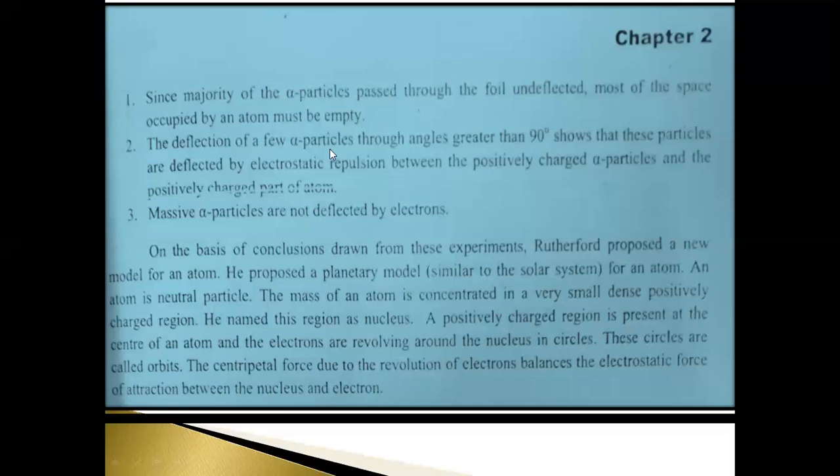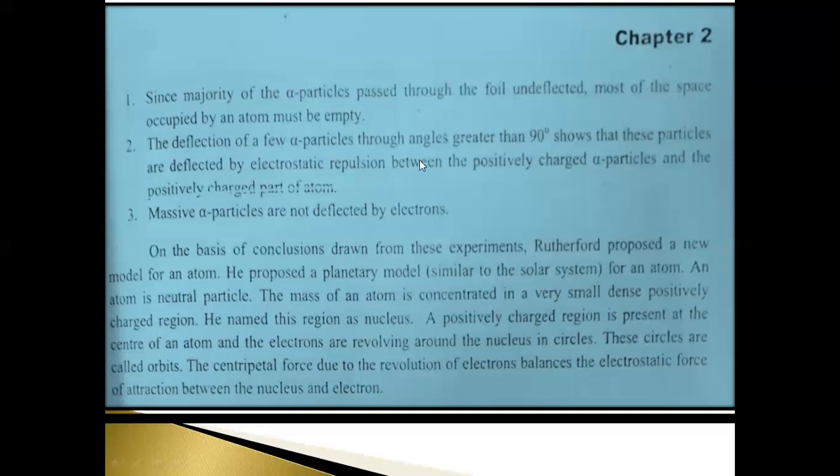The deflection of few alpha particles to an angle greater than 90 degrees shows that these particles are deflected by electrostatic repulsion. Electrostatic repulsion means charge repulsion. The positive charges of alpha particles are repelled by the positively charged protons which are present in the nucleus.